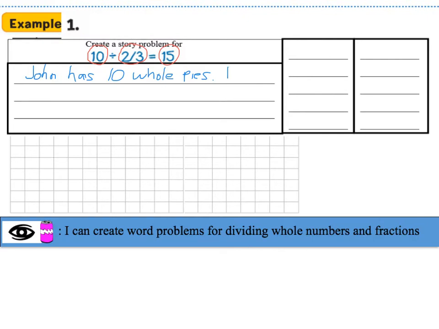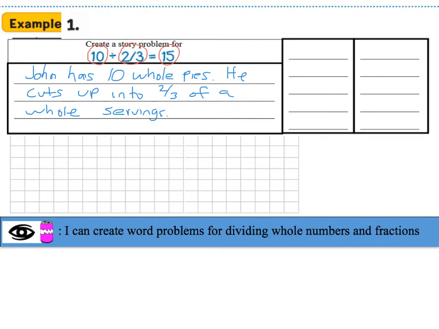And then he cuts. Cut is a keyword for dividing. He's going to cut the 10 whole pies up into 2/3 of a whole servings. Okay, so he's going to create little servings that each are 2/3 of an entire whole pie. Okay, so that's our story problem that we just created.